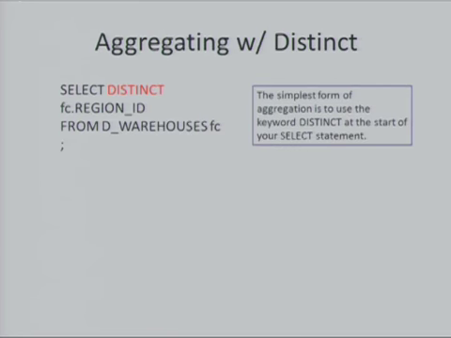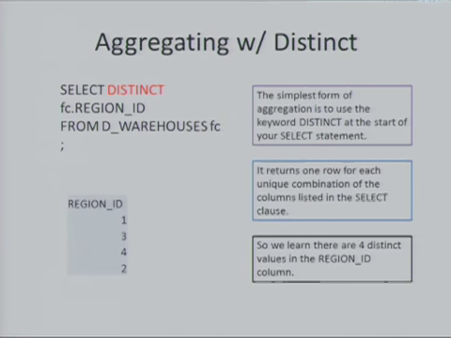The very simplest form of aggregation in my mind is to use the distinct operator. It goes right after the select and applies to everything in your select clause, all the columns. It's saying that from this D warehouses table, it wants to see all the distinct combinations of columns in your select clause. Here we only have one column, so it's going to be all the distinct region ID values. We know there's like 5,000 or something, lots and lots of rows in this table. But if we run that, we just get 4 rows of data for the 4 unique region IDs, the distinct region IDs.